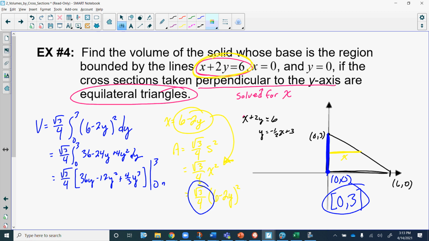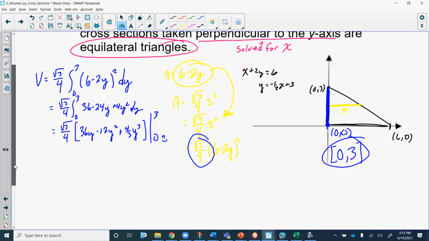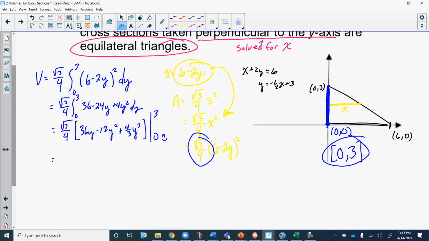And again, we're happy to have that 0 there because you can see when we substitute 0, everything is going to cancel out and create nothing. So in this case, I'm not going to bother substituting the 0 simply because I don't have a lot of space going side to side. Just understand if you substitute the 0 for y, all 3 of those terms evaporate to nothing. So this will be radical 3 over 4 times 36 times 3 minus 12 times 3 squared plus 4/3 times 3 cubed.